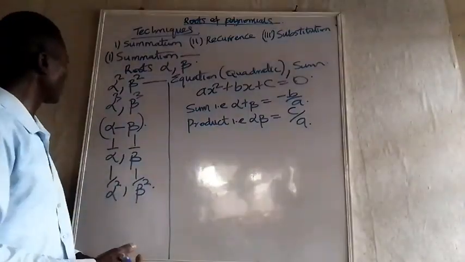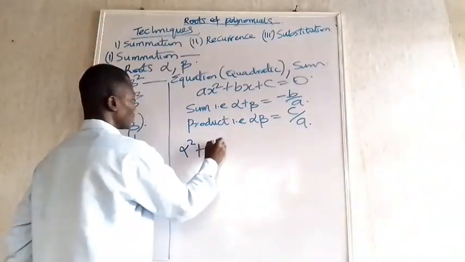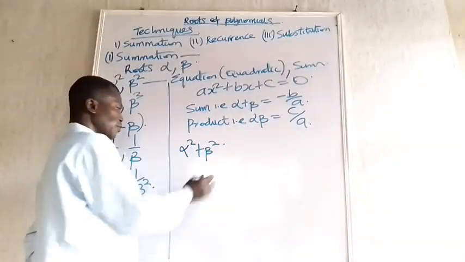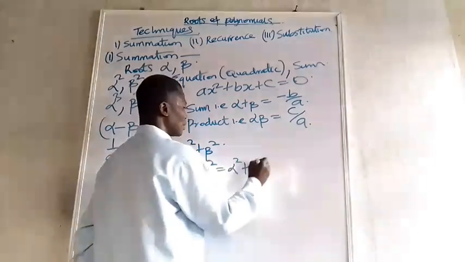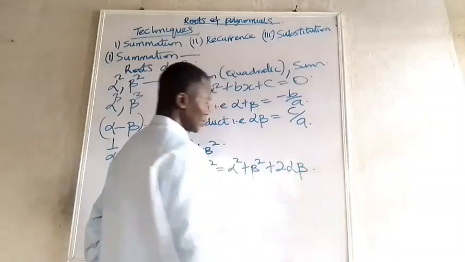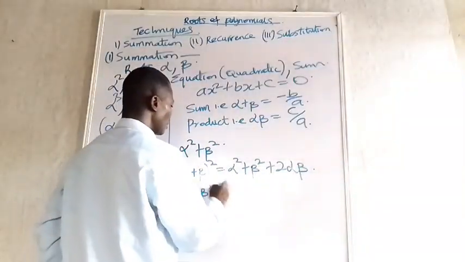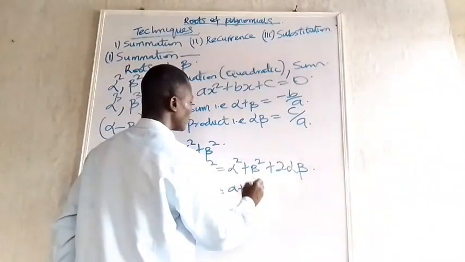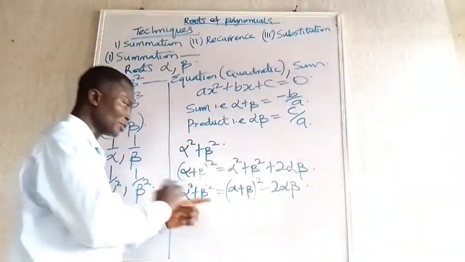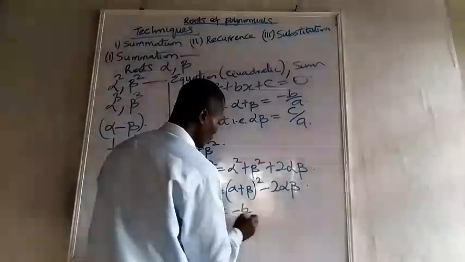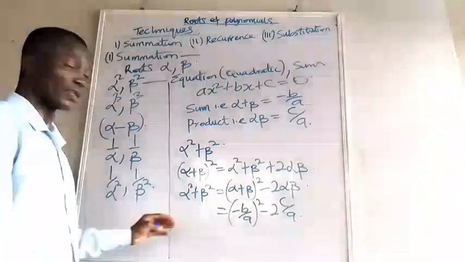Now let's quickly work on the first one. We have alpha squared plus beta squared. You can easily get this from alpha plus beta squared is equal to alpha squared plus beta squared plus 2 alpha beta. Which means that alpha squared plus beta squared is equal to alpha plus beta all squared minus 2 alpha beta. This is minus b over a all squared minus 2 into c over a. Straight, you have gotten the answer.